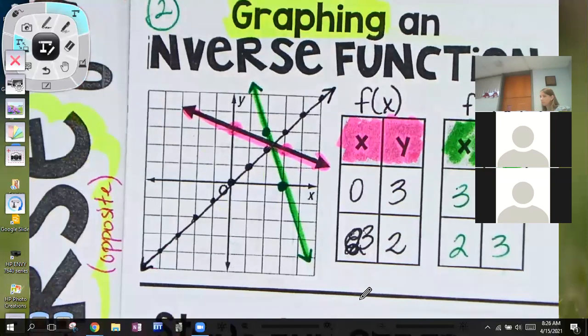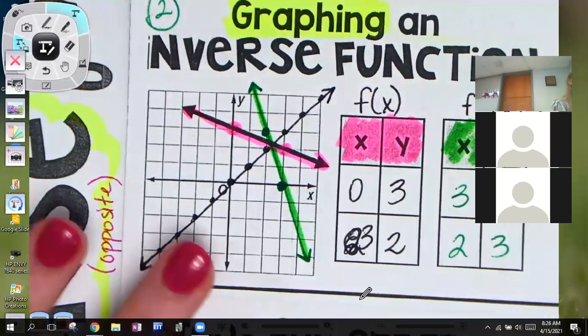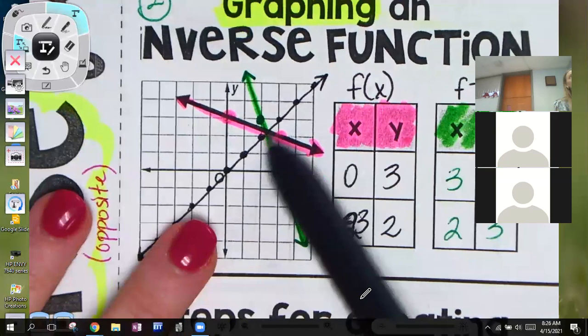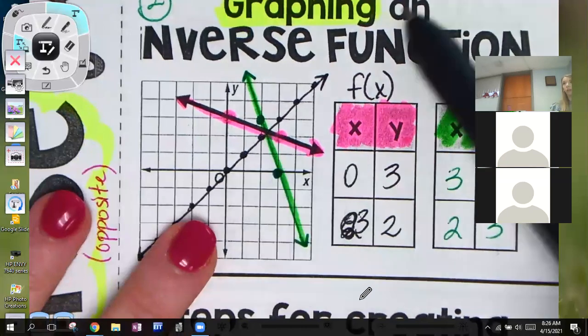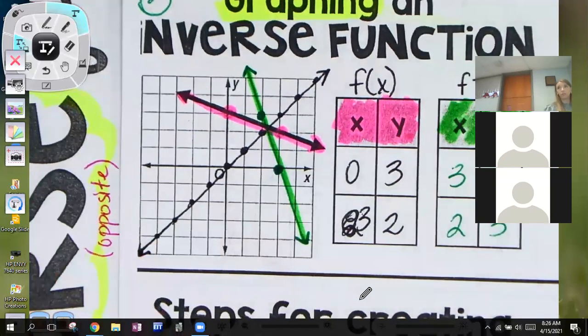So it will always be 3, 3? Not necessarily, because look, this one doesn't go through 3, 3, but it is crossing through that point. Will it always be just like always be one?